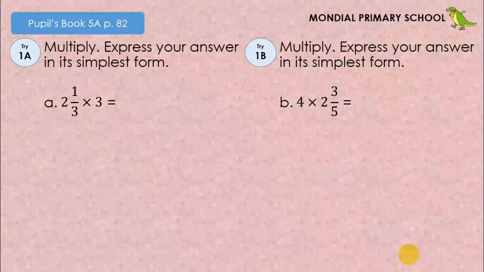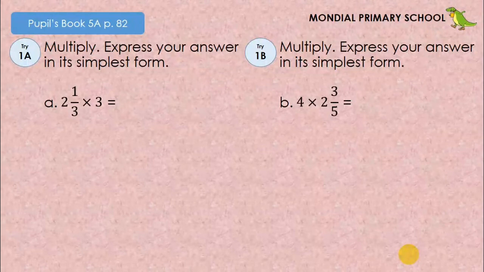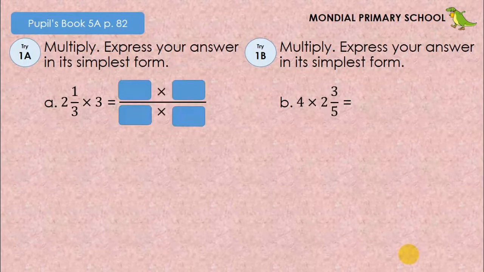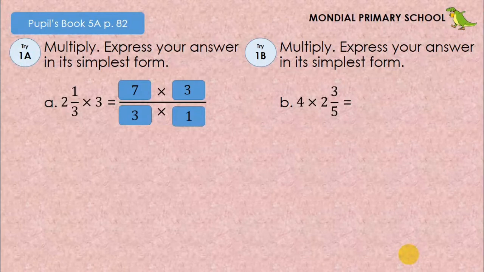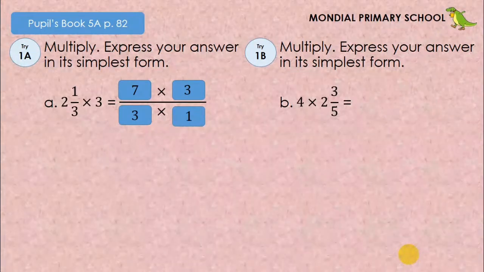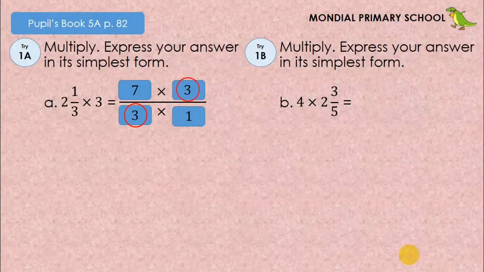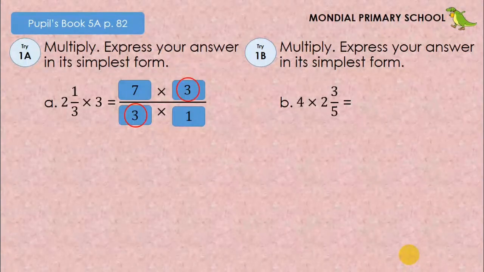When multiplying a mixed number by a whole number, we can first express the mixed number as an improper fraction. So, 2, 1 out of 3 can be expressed as 7 out of 3. And we can write 3 as 3 out of 1. Now, what are the numerators and denominators with the common factor? The denominator 3 of the first fraction and the numerator 3 of the second fraction have a common factor, that is 3.